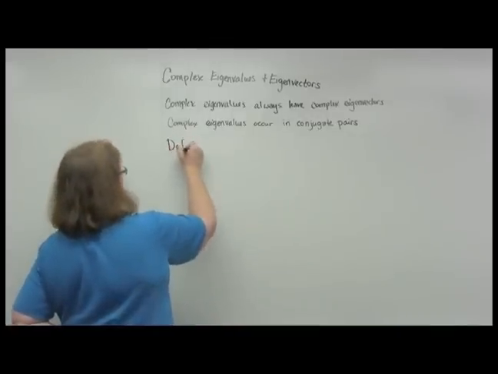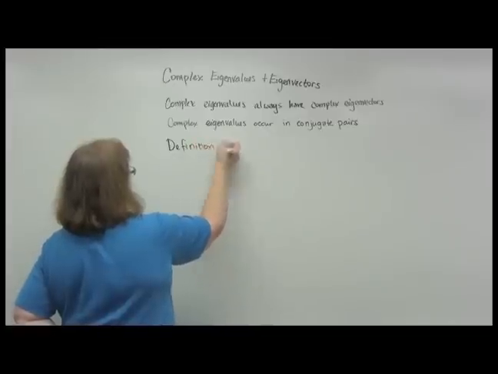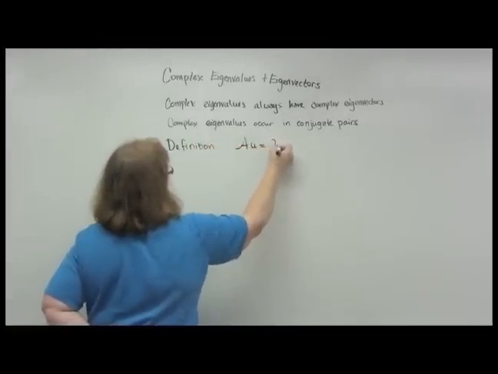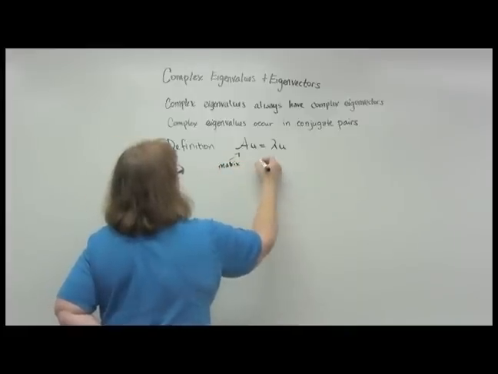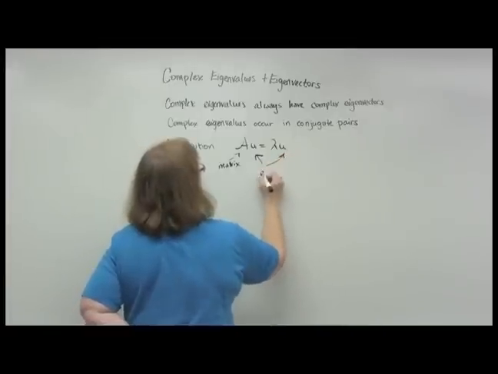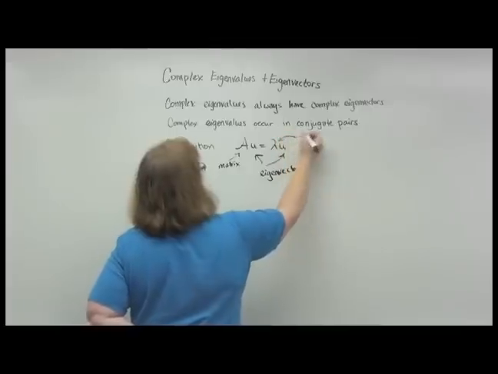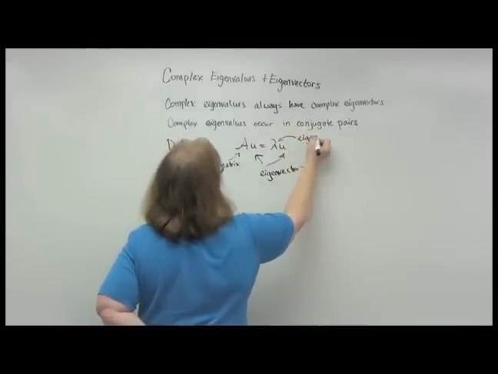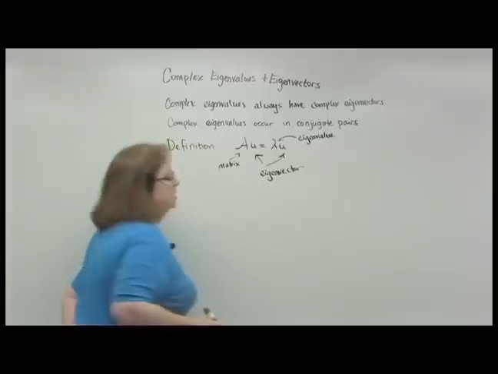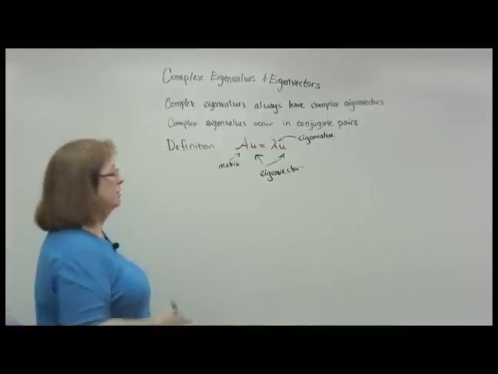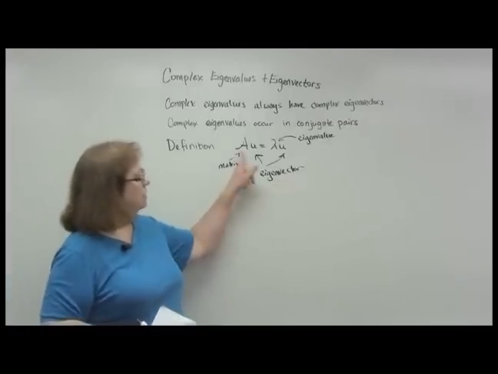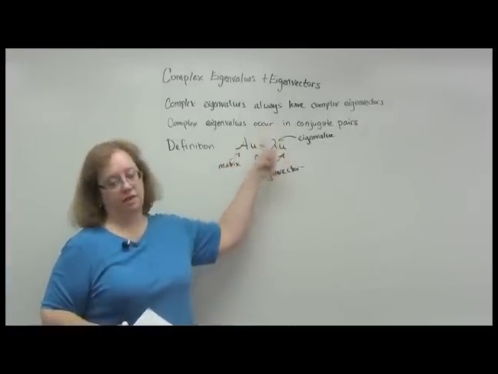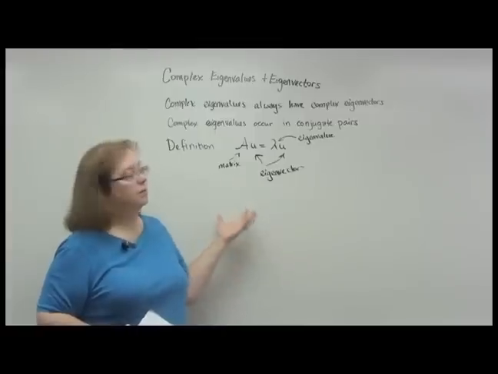The definition, AU equals lambda U. That was where A was the matrix. This U right here is an eigenvector. And the lambda right here was an eigenvalue. It might have seemed trivial at the time, but this is going to be really important, and we're going to use it whenever we're given an eigenvector and a matrix. Using the definition is definitely going to be the way to go, especially with these complex numbers.